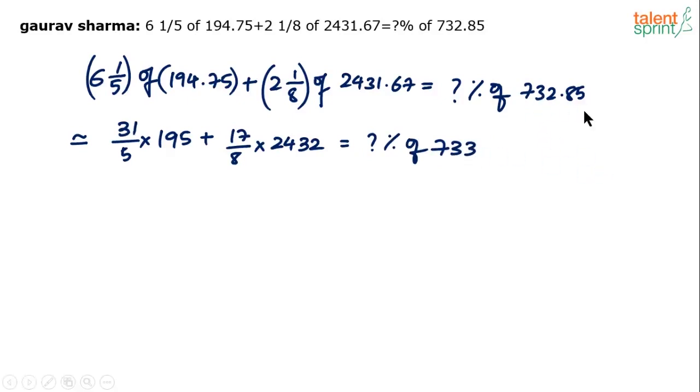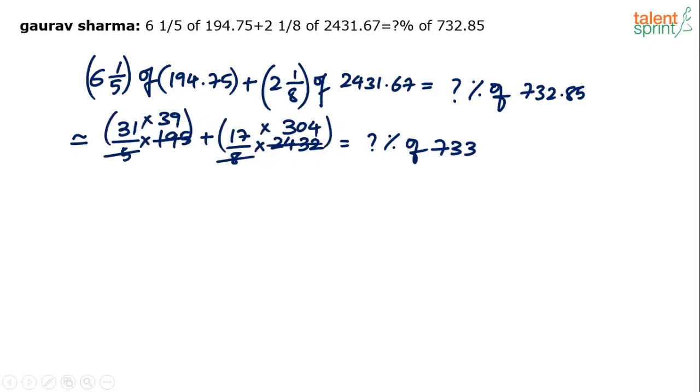733, right? Simplify this now. 5 goes how many times? I think 39 times. 5 into 40 is 200. So this is 39 times. 8 goes how many times? 8 goes 300 times plus 4 times, 304 times. Done. Now 31 into 39 and 17 into 304, how you multiply them is what matters here.